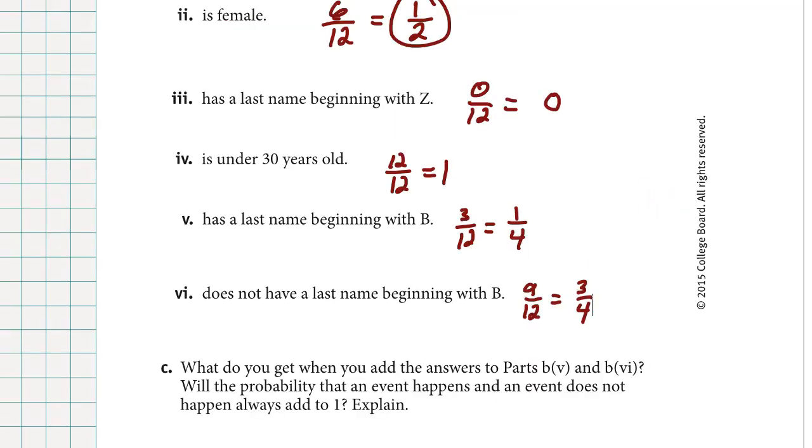And here are the answers. All of the contestants are under 30, so the answer is 12 out of 12, which equals 1. 3 people have a last name that starts with B. 3 out of 12 reduces to 1/4.